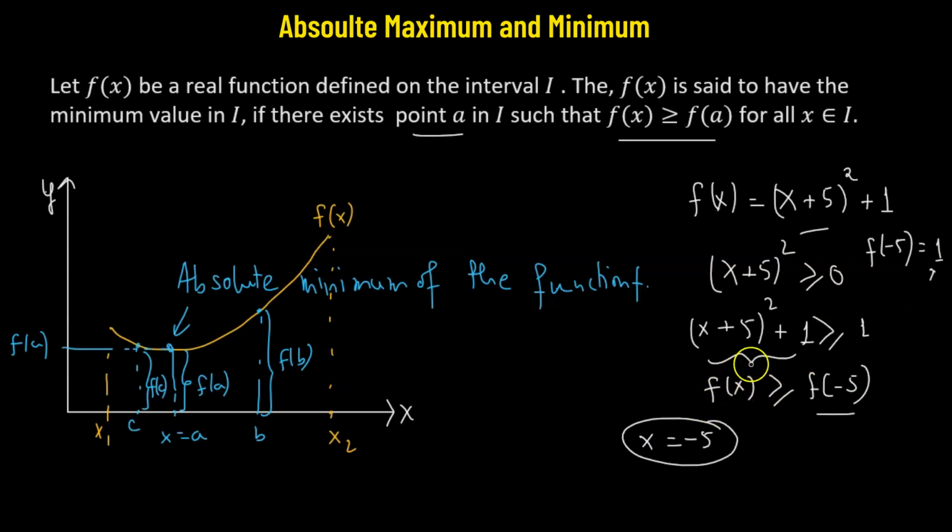So before we try out examples, we also need to talk about one more thing. Generally these points of absolute minimum and absolute maximum are also known as extrema points. We need to introduce one concept called critical points. So let's talk about critical points.